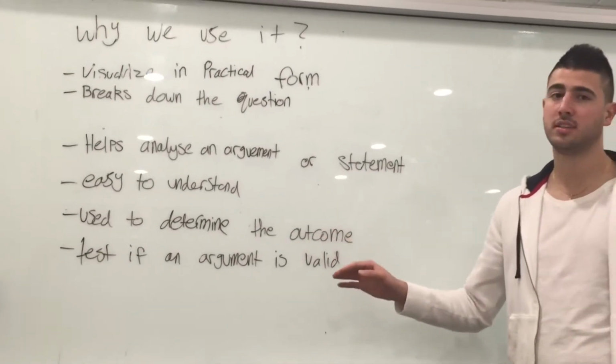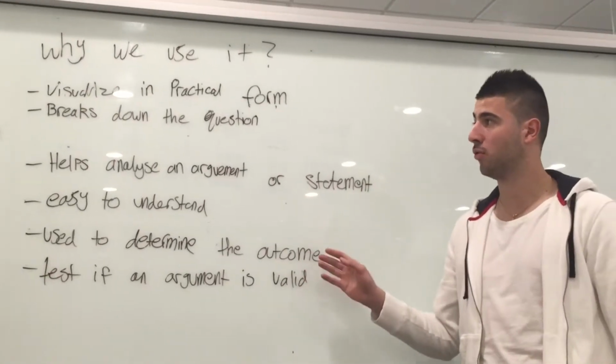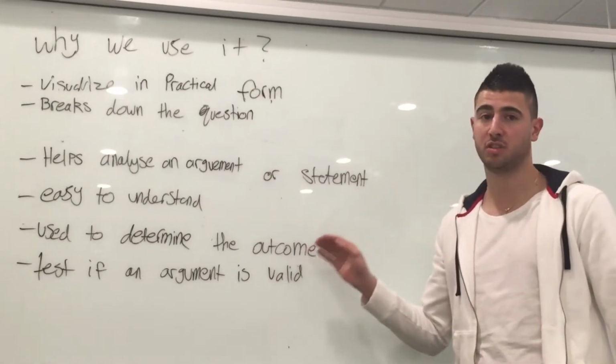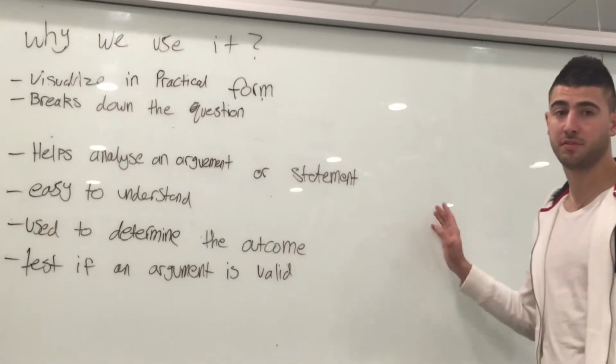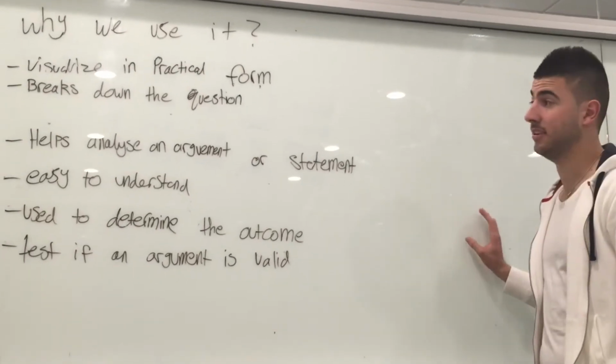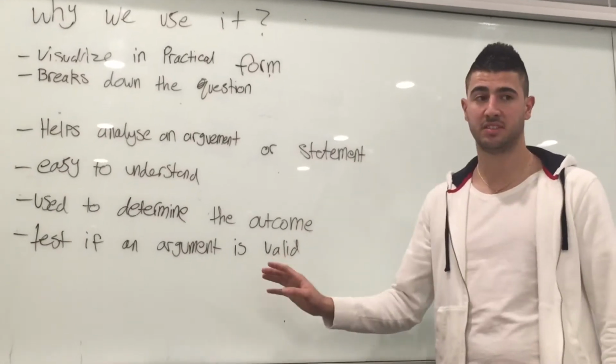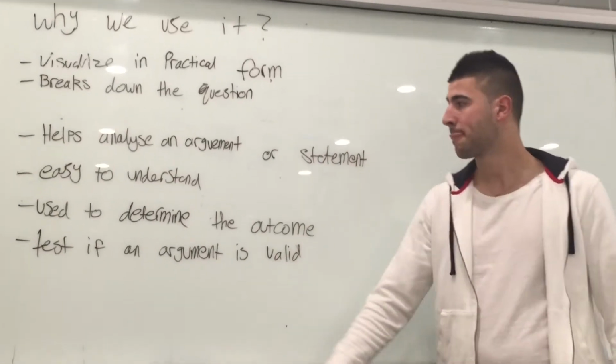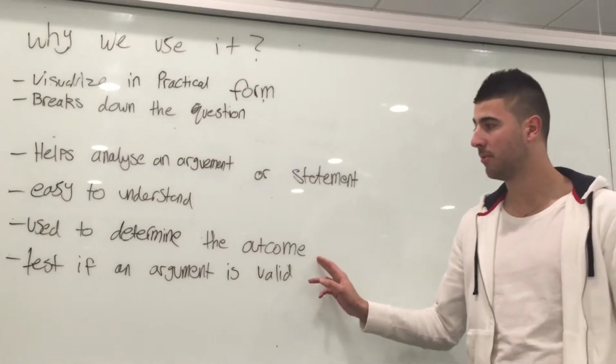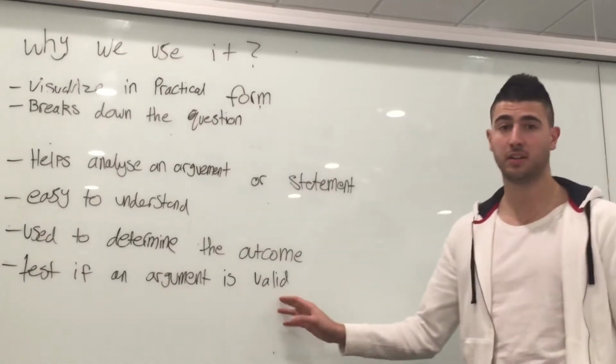Basically, it's used to visualize the statement in a practical form. It also breaks down the question into columns and rows to gradually solve the question with the answer at the end. It helps analyze the argument or statement, and it's easy to understand for the person doing the question. It's used to determine the outcome and to test if the argument is valid or not.